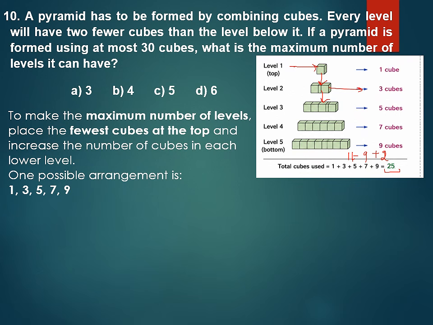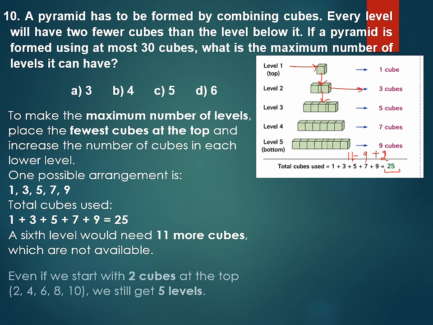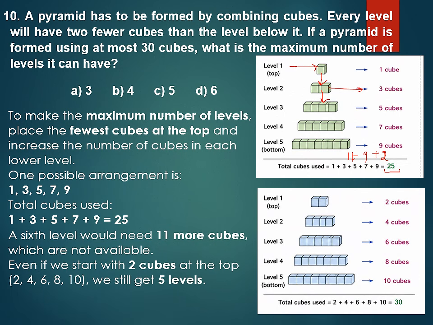That will reach 36 cubes used, but we have to use only 30 cubes. A sixth level will need 11 more cubes, which is not available. We will have only 30 cubes. Even if we start with 2, the next level will have 2 more, 4. The next level will have 2 more, 6. The next level will have 8 and 10. So in this way we will arrange 30 cubes.